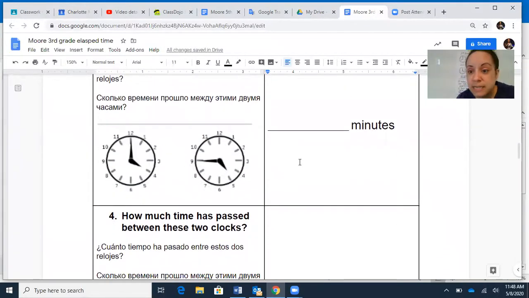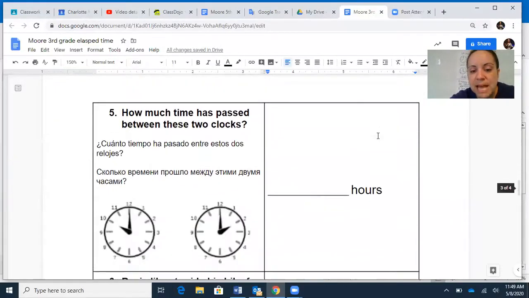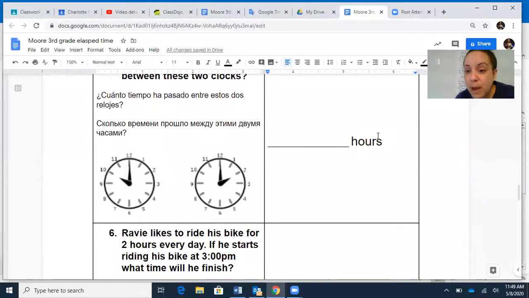Okay, I'm not going to keep telling you the answers. Now you have to try. But remember to count by 5s. So 5, 10, 15, 20, 25, 30, 35, 40, 45. Okay, count by 5s. Here it tells you minutes, so that means I'm counting by 5s. And then here's another minutes. And this last one is hours. So you have to count the hours.